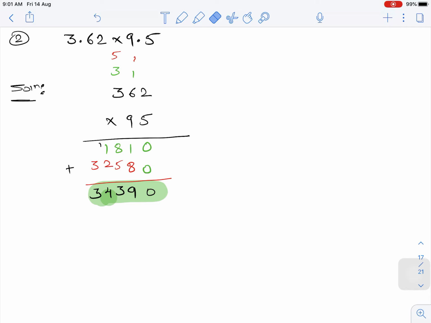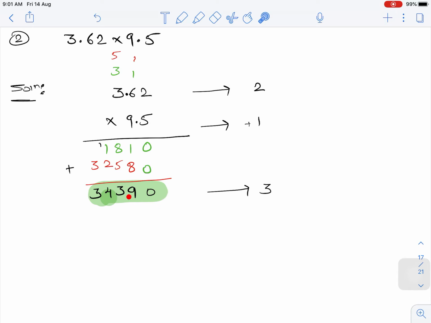What we have to do here: it was 3.62, here it was 9.5. Let us write its decimal places over here. What is the decimal place of this number? 2. Decimal place of this number 1. It means that in our final answer, if we add both the numbers, 2 plus 1 is how much? 3. So in our final answer this number should have 3 decimal places.